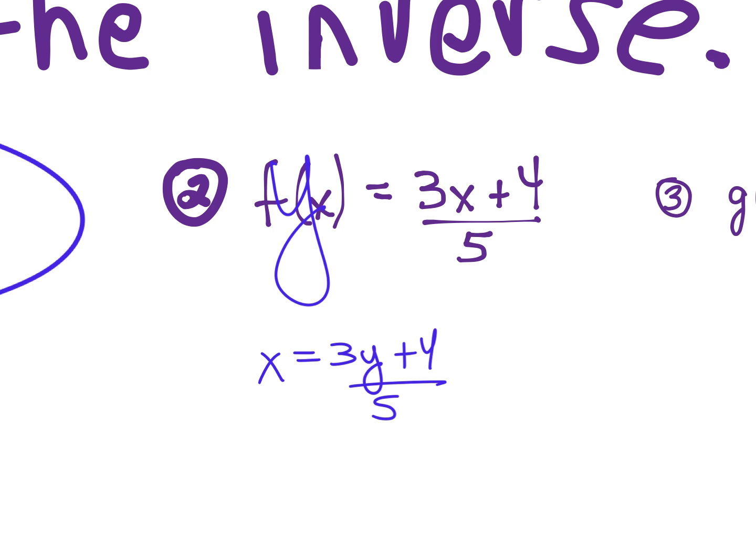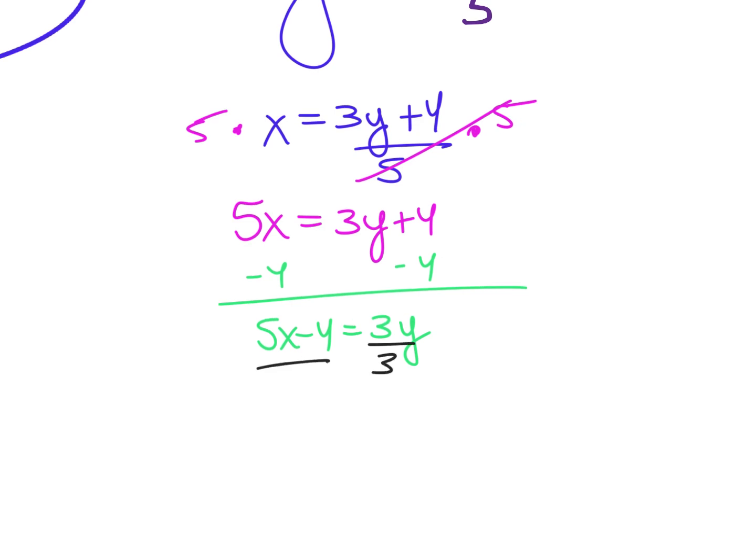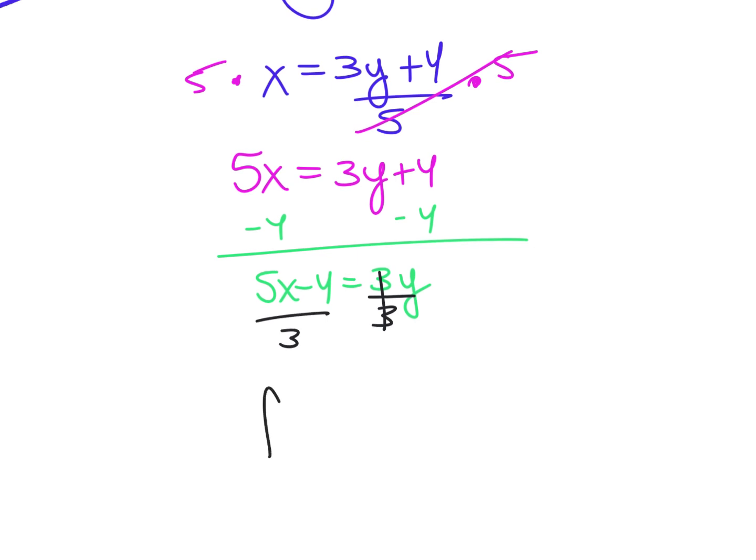How do I get y now by itself? Multiply both sides by 5. Perfect. So 5x equals 3y plus 4. Now what? Subtract 4. And then divide by 3. How do I write my answer? F, negative 1 of x equals, whoa, what in the world happened there? 5x minus 4 divided by 3.